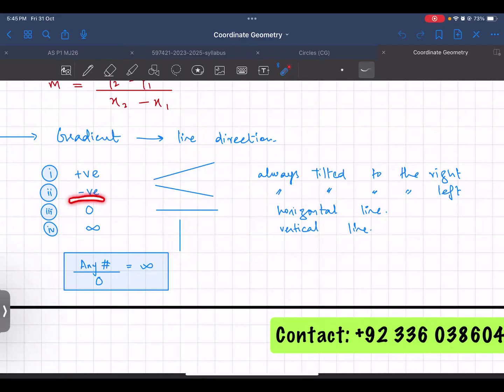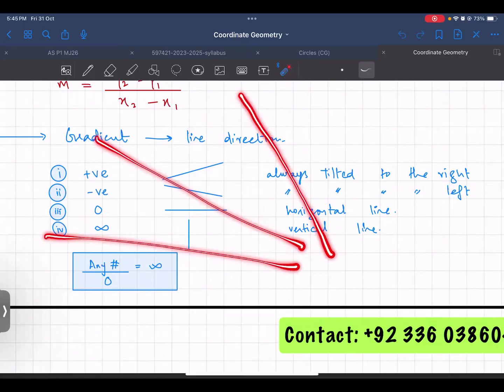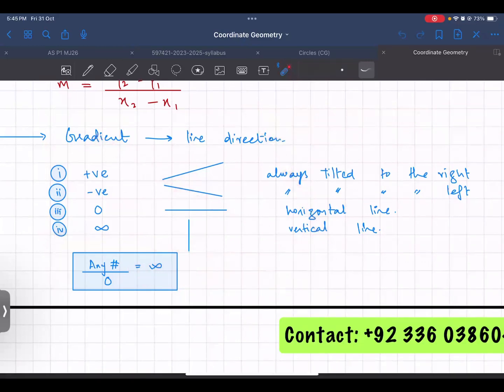Then if you have a negative gradient, your line will always be tilted to the left side. So this is also a negative gradient, this is also a negative gradient, and this would have the biggest value, the most negative. Let's suppose over here the gradient is negative 10, and this gradient will be negative 1. Both of them are negative, but the magnitude of one of them is bigger. It depends on the steepness. If it is a steeper line, then the magnitude of the gradient will also be bigger.